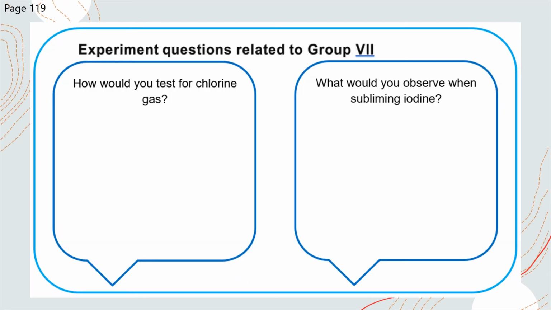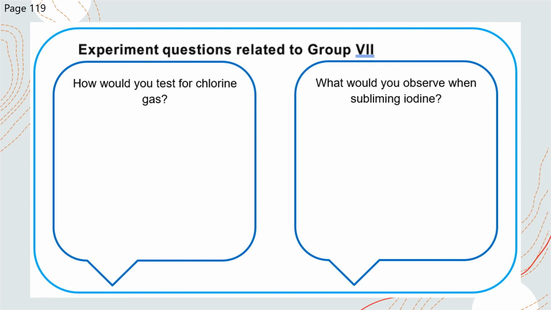Now we're looking at 2 reactions of the halogens, 2 very common reactions. And the first one is how you would test for chlorine gas. In a lot of experiments, chlorine is given off. Now, hopefully some of you already are aware what's the problem with chlorine gas. I'm not talking about chlorine in your swimming pools. I'm talking about the gas.